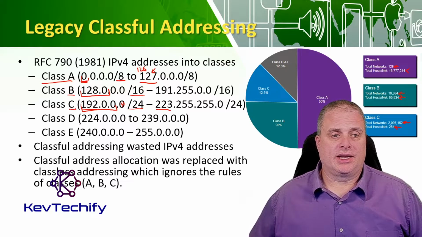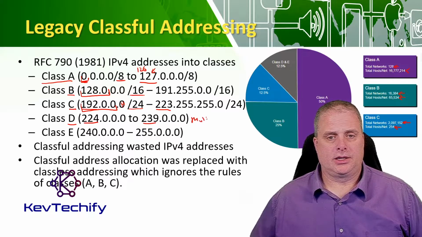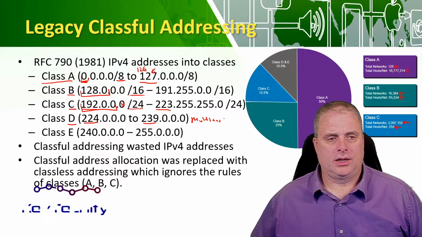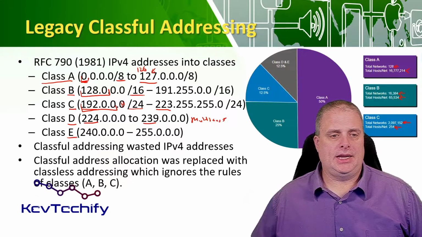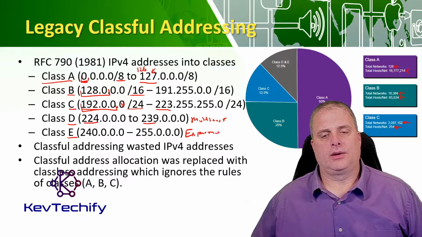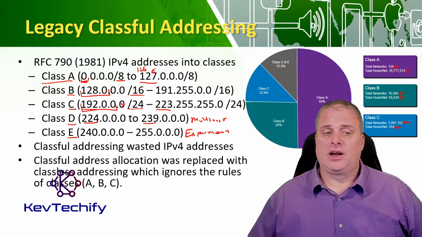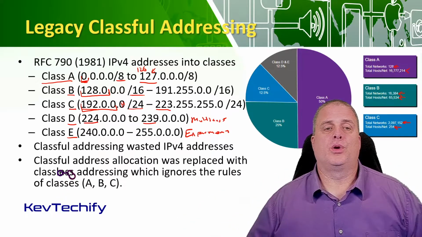Then we have a Class D and Class E. Class D goes from 224 to 239. This is your multicast communications. And Class E is for experimental. I have never really heard of anybody using this, but it is there. I'm sure they're using it somewhere in the labs.